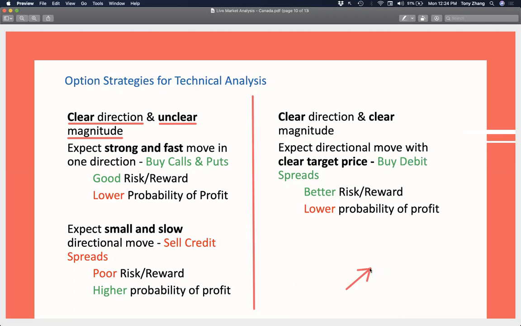Then we also talked about strategies where you have a clear sense of direction and a clear sense for magnitude, meaning you have a pretty clear target price as to where you think the stock is going to go. For those types of strategies, you're best to use a debit spread, because a debit spread is an extremely efficient way to take a bearish or bullish view, a directional view, with the least amount of risk, which maximizes your potential return if you are correct. But they're generally useful if you have a clear target price. If you don't have a clear target price, debit spreads aren't the best strategy.